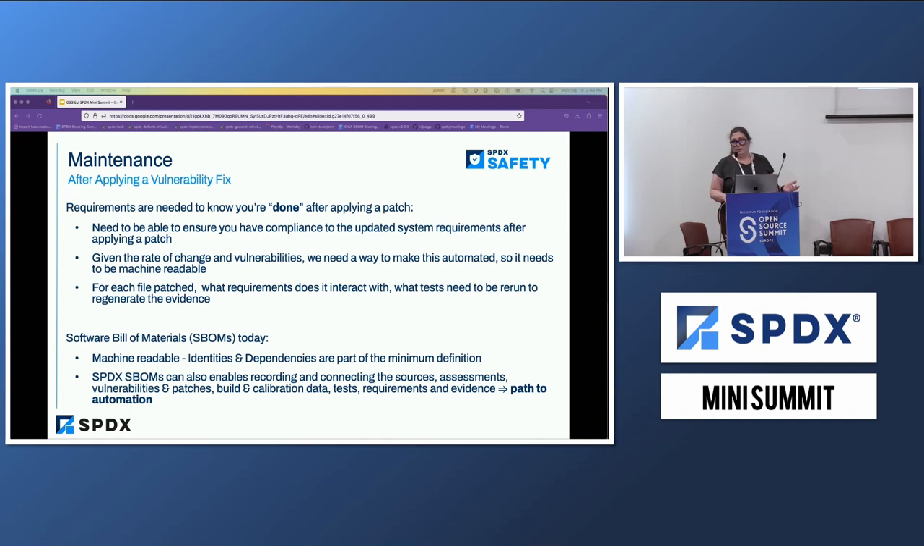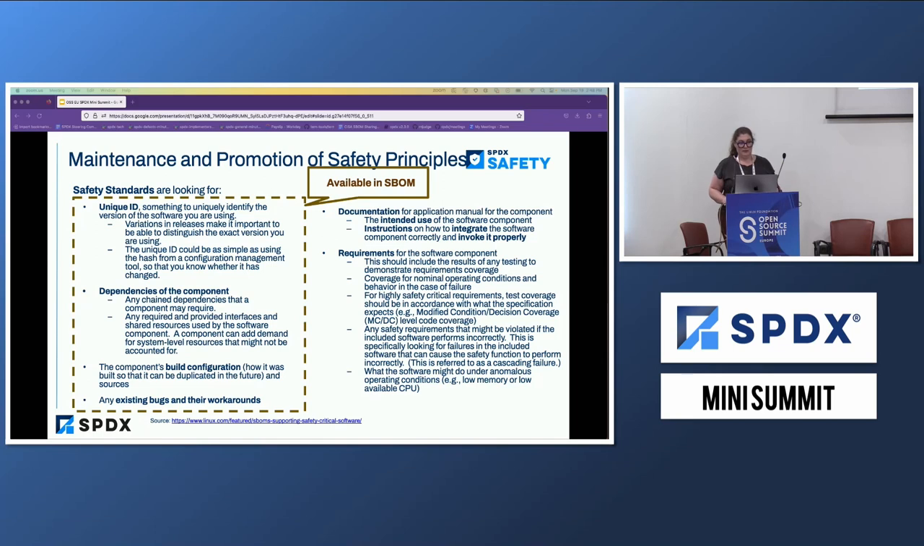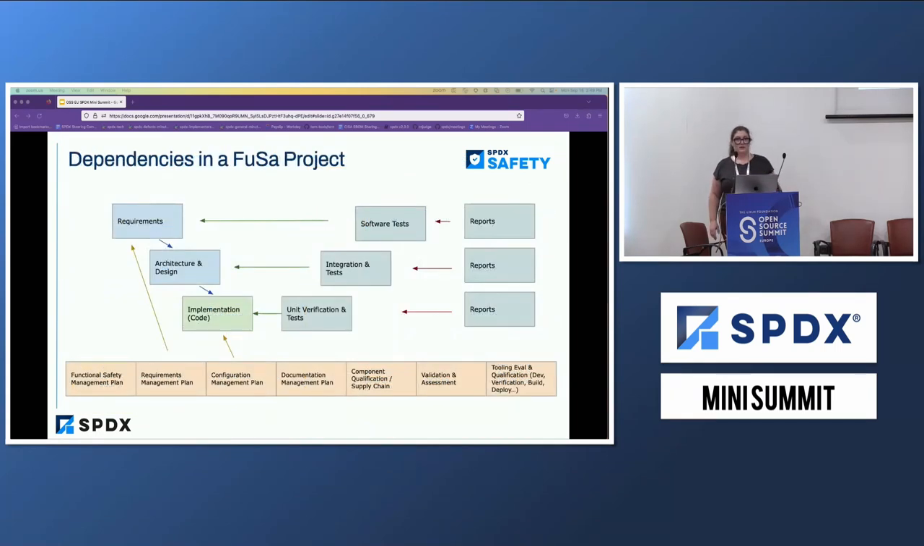So also here we can use the SBOMs, as already used by security, providing machine-readable information for assessing if a system has the safety capability for being used in another system. These days, what safety standards are looking for, like unique IDs and dependencies of the components, is something that you can already find in the SBOMs. But what you currently can't find is the documentation, user manuals, requirements, product architecture, test coverage. All that stuff is something that, on the one hand, we can already describe with SPDX requirements pretty well, but that has not been done yet.